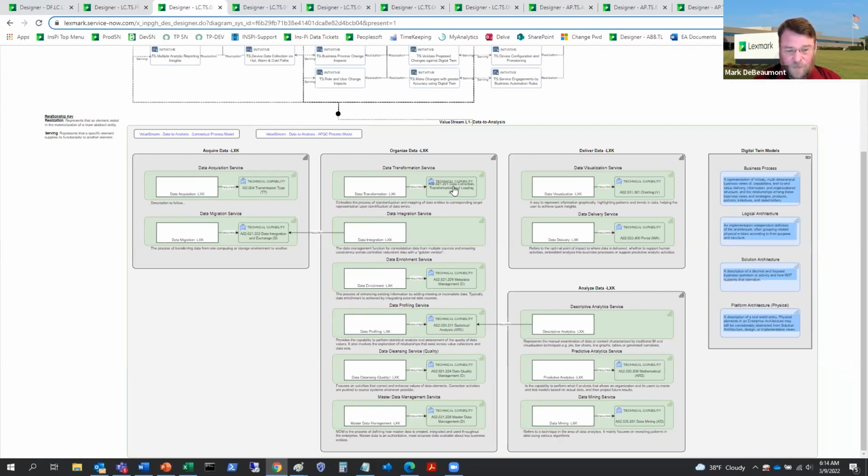We then attach a technical capability as well, so that we're making sure that in order for this capability to function, we need to have this technical capability as well. And this capability will then allow us to connect actual technology and execution components to this overall concept.